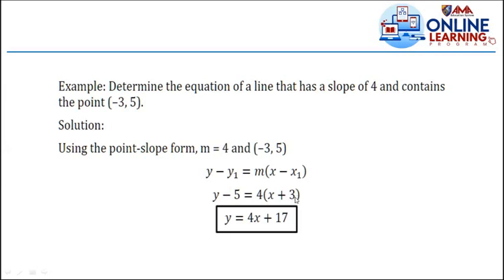So if we simplify our equation, 4 times x is 4x. 4 times 3 is 12. But when we transpose this to the other side, the answer is 17. So with that, the equation of a line that has a slope of 4 and passes through the point negative 3 and 5 is y is equal to 4x plus 17. So that is our answer.